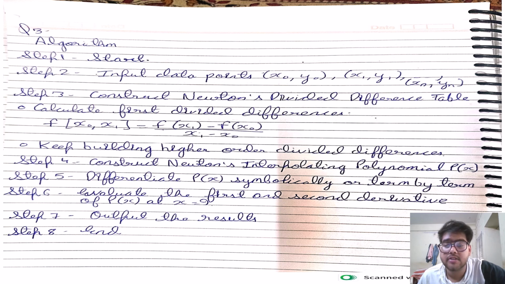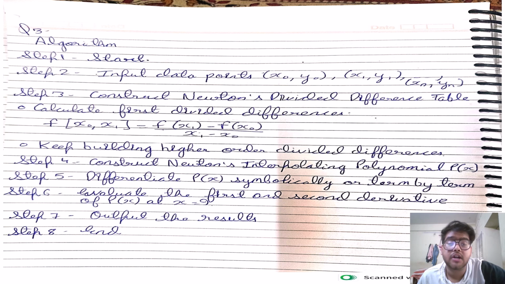So the algorithm is: start, then input data points which are x0, y0, x1, y1 till xn, yn, whichever values are given. Then step 3 is construct Newton's divided difference table and calculate the first divided difference. f of x0, x1 is equal to (f of x1 minus f of x0) upon (x1 minus x0). Keep building higher order divided differences.